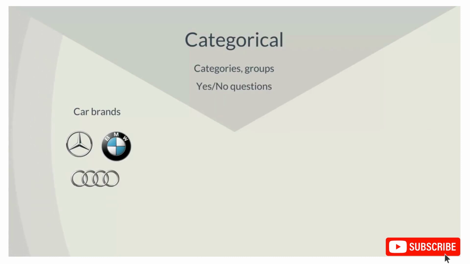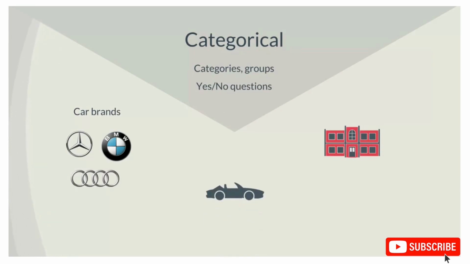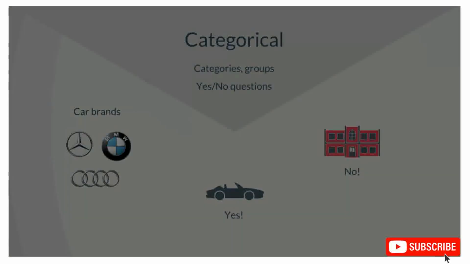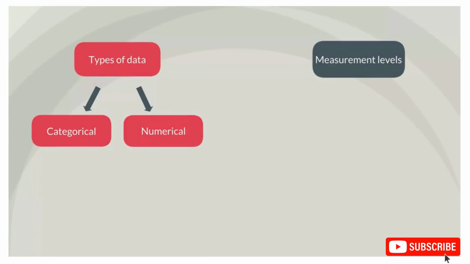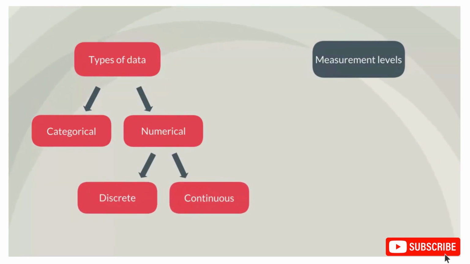Another instance is answers to yes and no questions. If I ask questions like, "Are you currently enrolled in a university?" or "Do you own a car?" Yes and no would be the two groups of answers that can be obtained. This is categorical data. Numerical data, on the other hand, as its name suggests, represents numbers. It is further divided into two subsets, discrete and continuous.